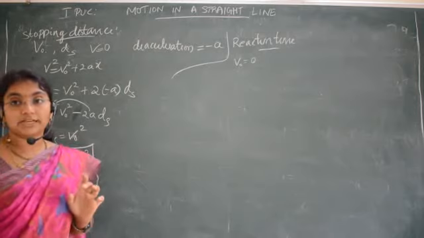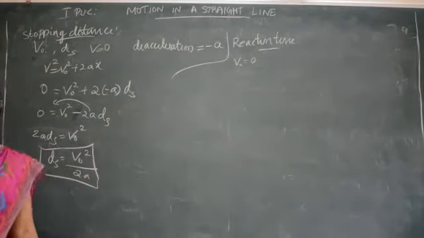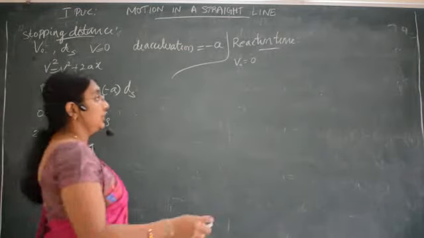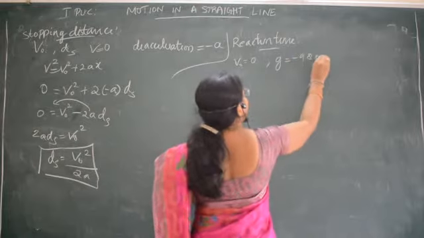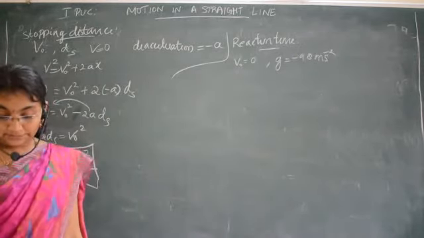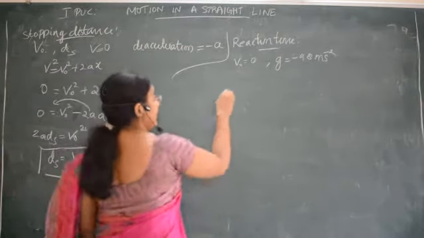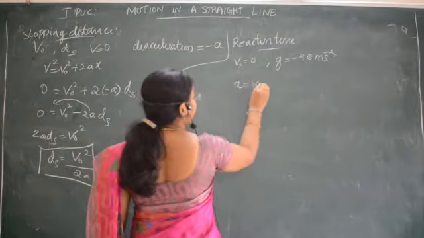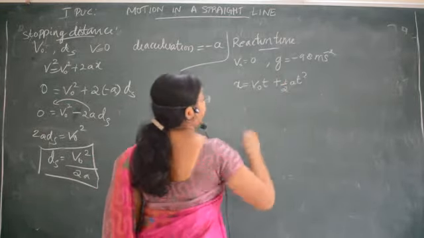Or the object may be moving. So we'll take initially the object is at rest. Acceleration due to gravity g is equal to minus 9.8 meter per second square. Correct? Then you have to calculate the time. So you have to use the kinematic equation x is equal to v naught t plus half g t square.